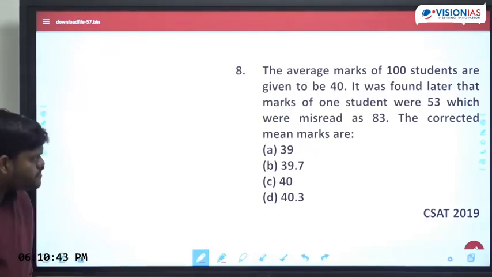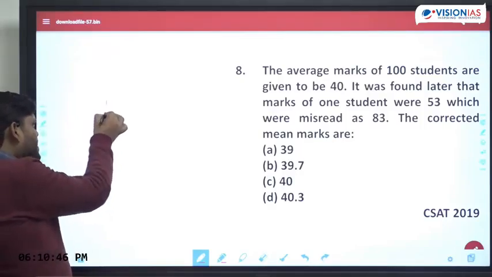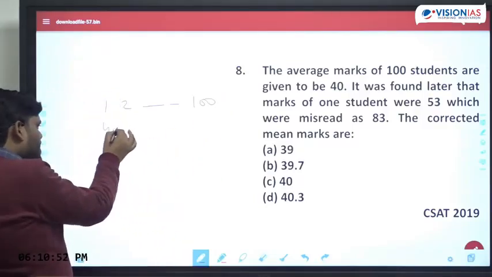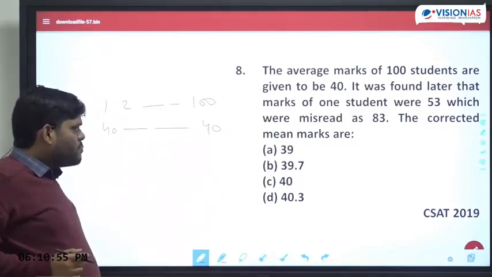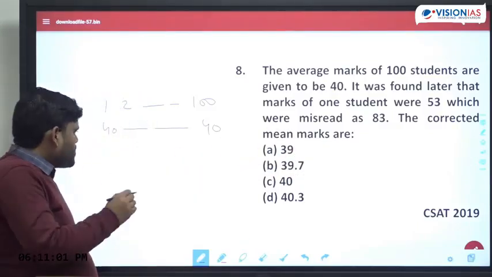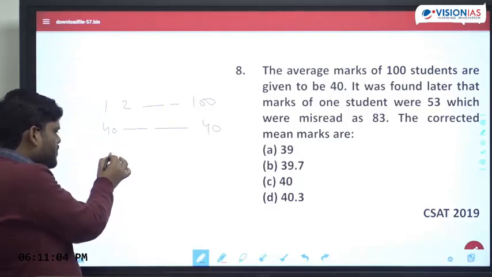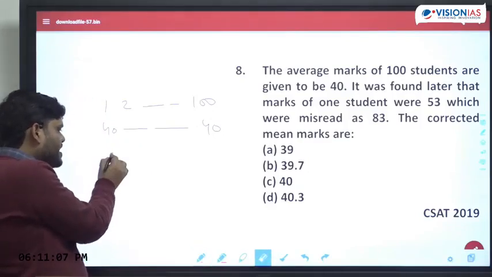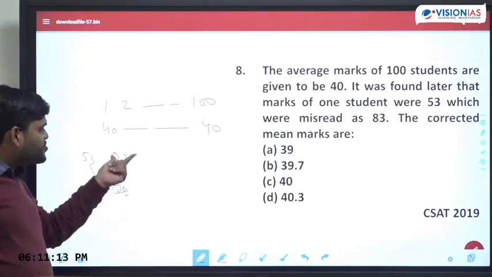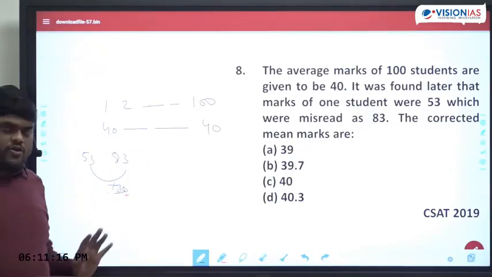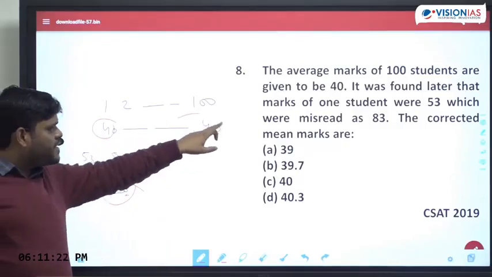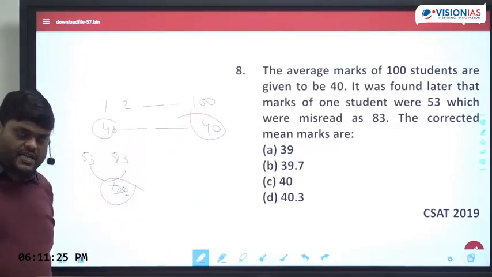Simple one. 100 students: 1, 2, dot dot dot, 3, and 100. The average was given as 40. Now the marks of one student were 53, which was misread as 83. That means the actual marks is 53, but it was misread as 83. That means there is a difference of plus 30. That means 30 marks extra added, and because of this the average became 40.